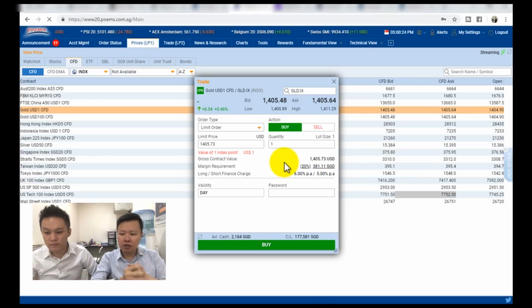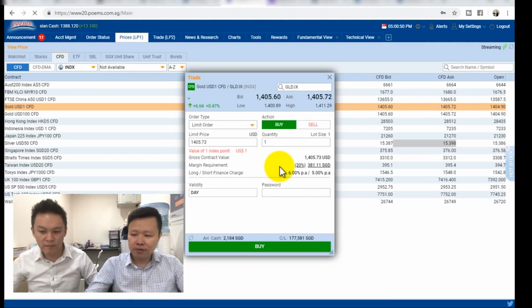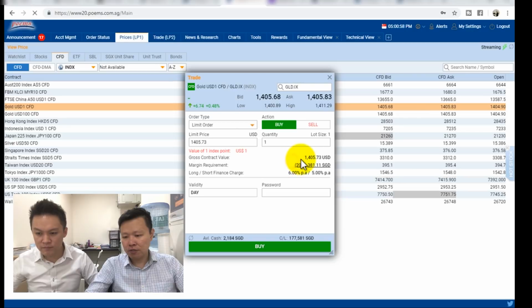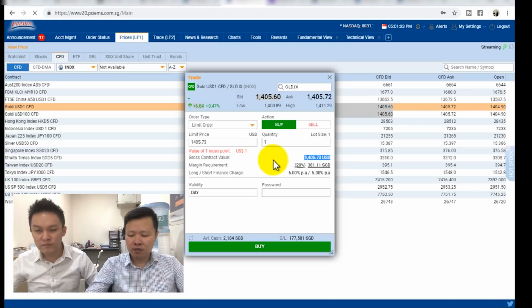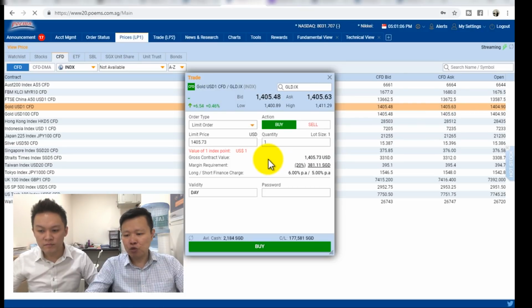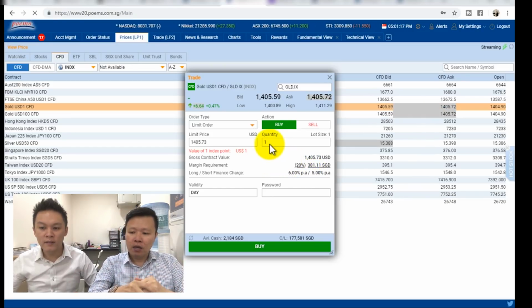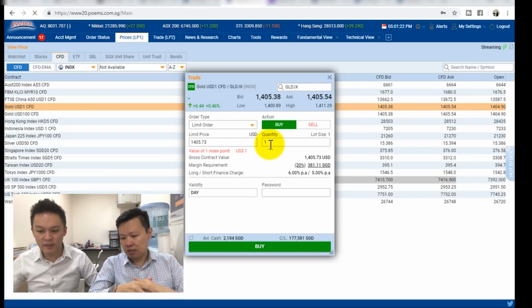So this is a Phillips CFD $1 gold. For example, if you want to buy a full contract of gold, of course you need to pay the full amount, in this example $1,405 US. But like what I mentioned, CFD is a leverage product. You just need to put 20% of 1,405 USD, which is equivalent to Sing dollar 381. That means it allows you to participate in gold with less capital. Okay, right.